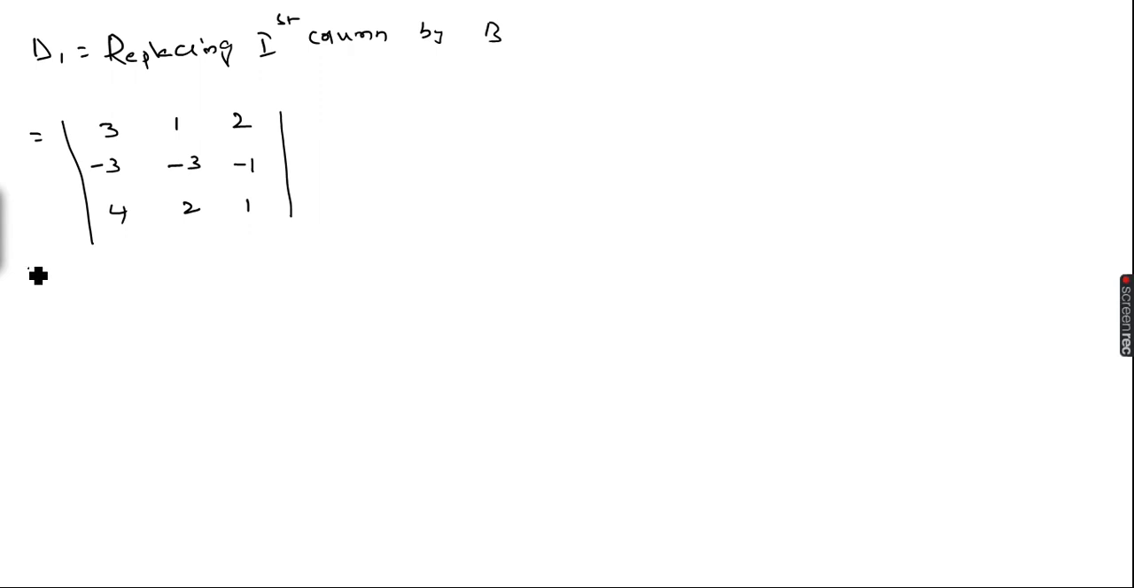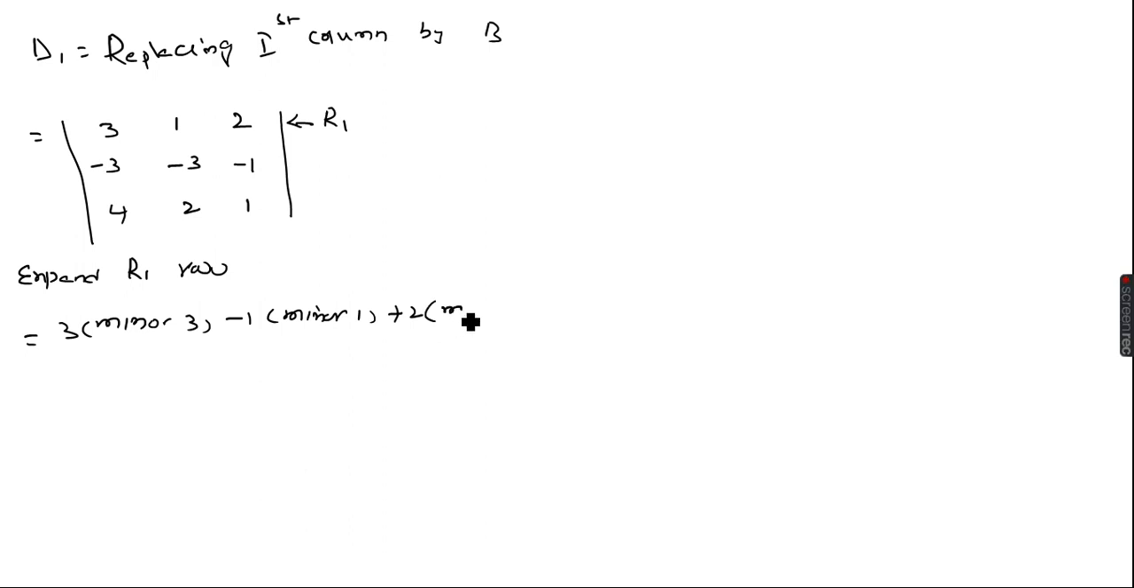And expanding the determinant, the normal procedure is to expand along the R1 row. What is the R1? R1 is nothing but the first row. So that is nothing but 3 into the minor of 3, minus 1 into the minor of 1, plus 2 into the minor of 2.